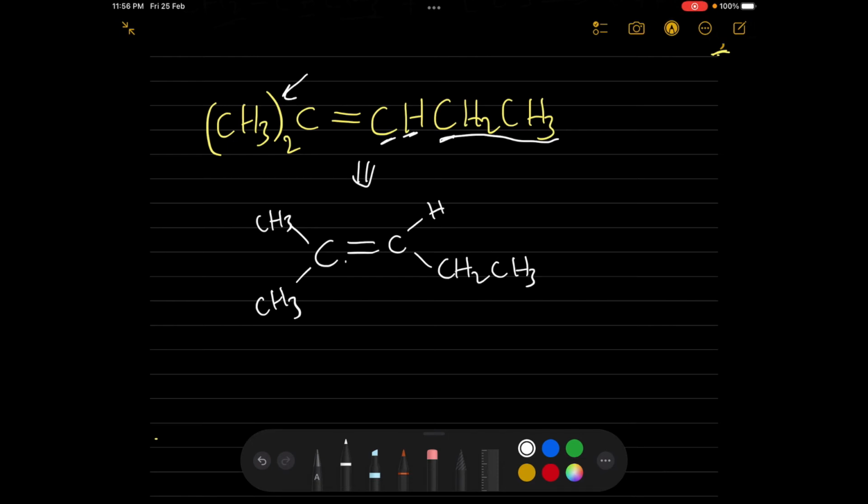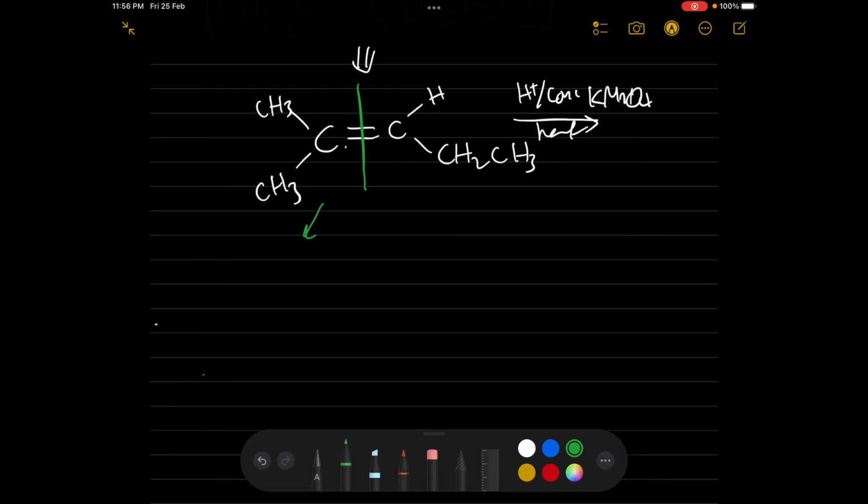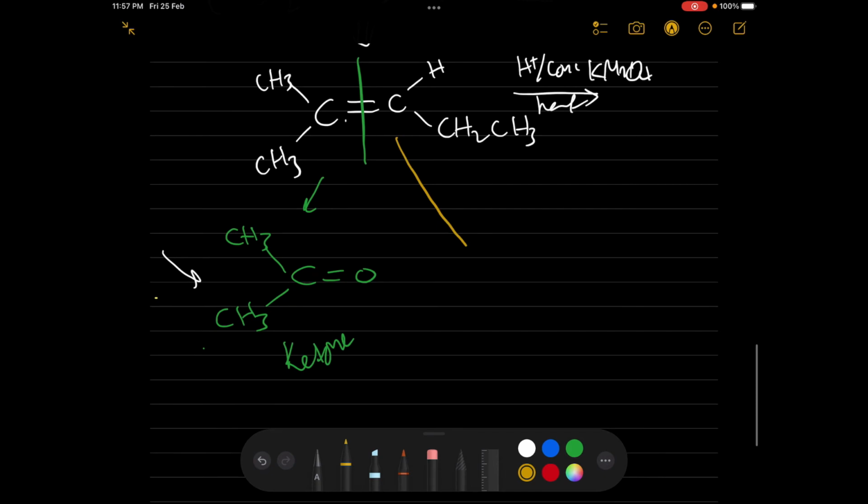CH2CH3. We're going to add acidified, concentrated KMnO4, and in the presence of heat. So what to do in this case? We're going to break this bond here, and this product will be C double bond O, CH3, CH3, and this is a ketone, by the way. What about this compound? You just notice that this carbon is bonded to hydrogen and this, which means it will change to carboxylic acid. So you will just do it like this.